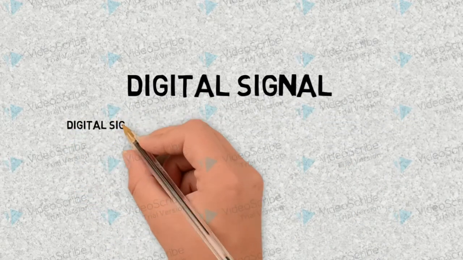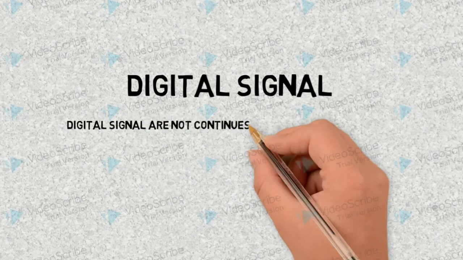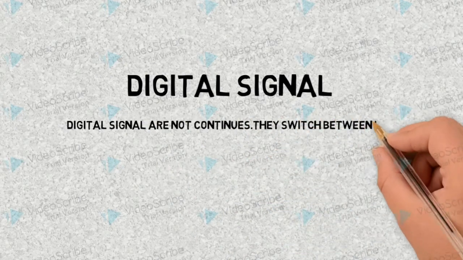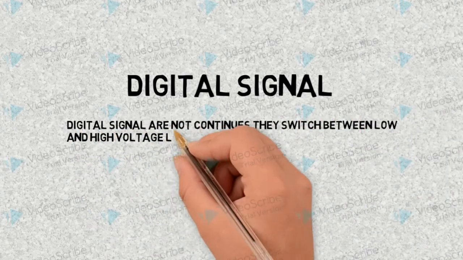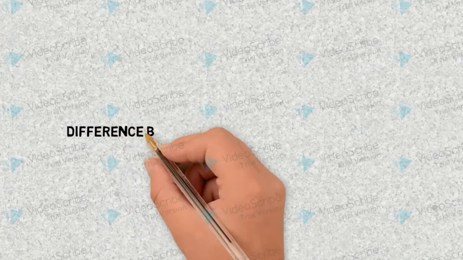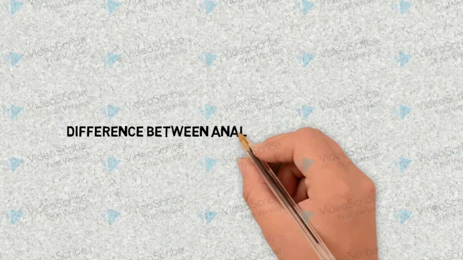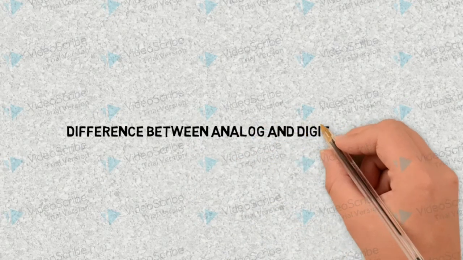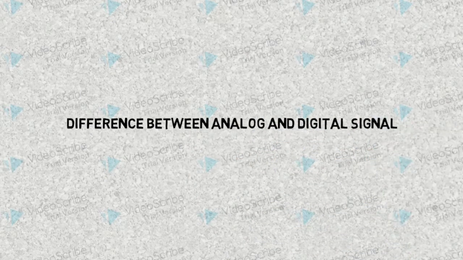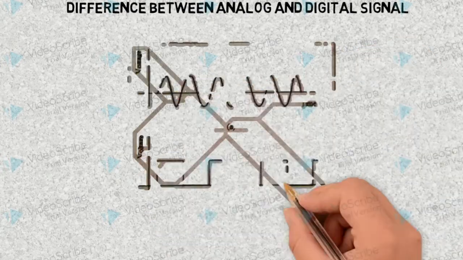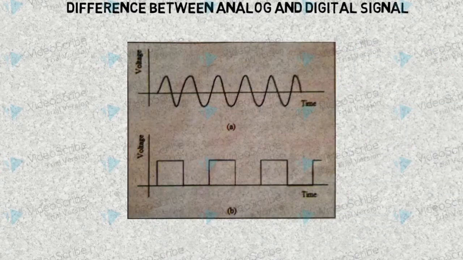Digital signals are not continuous. They switch between two discrete low and high voltage levels. What is the difference between analog and digital signals? This diagram interprets the difference between analog and digital signals.